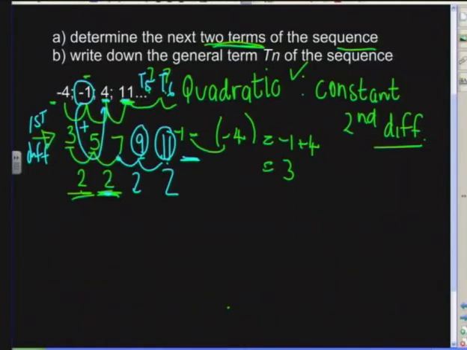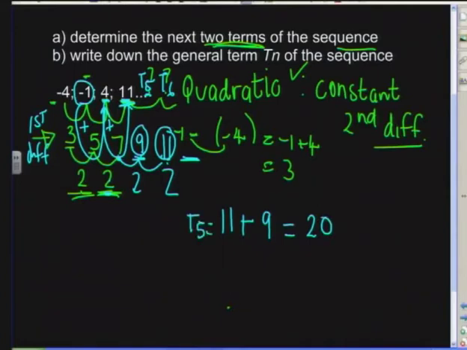When I went to term 4, which is 11, in order to get there, I would have had to say 4 plus 7, and that gives me 11. So if I want term 5, I'm going to say 11, which is term 4, plus my first difference, which is 9, and that's going to give me 20. Okay, so that's term 5.